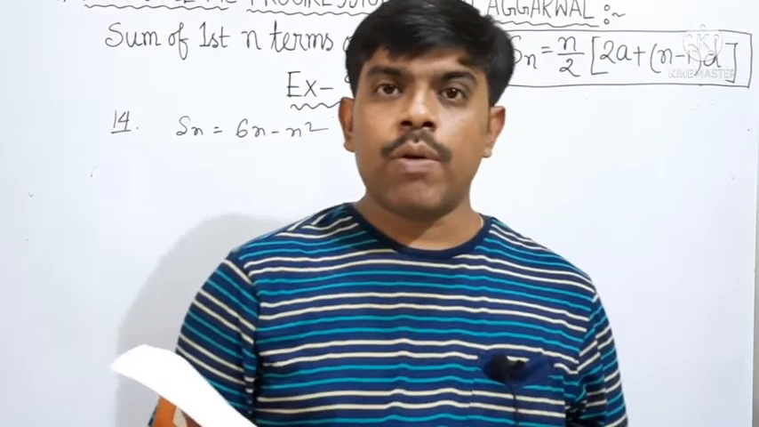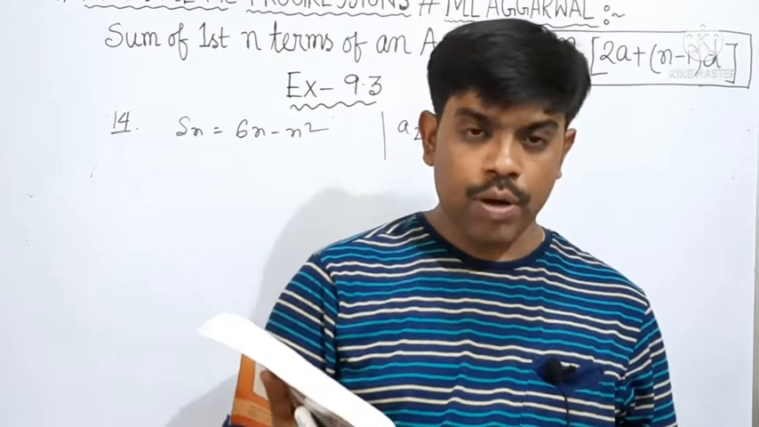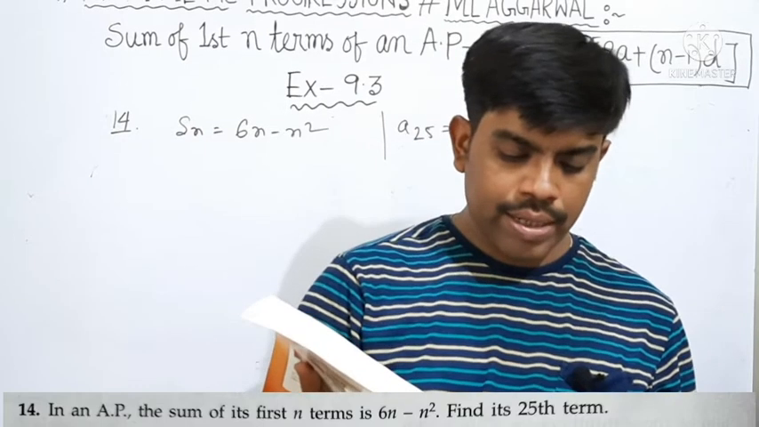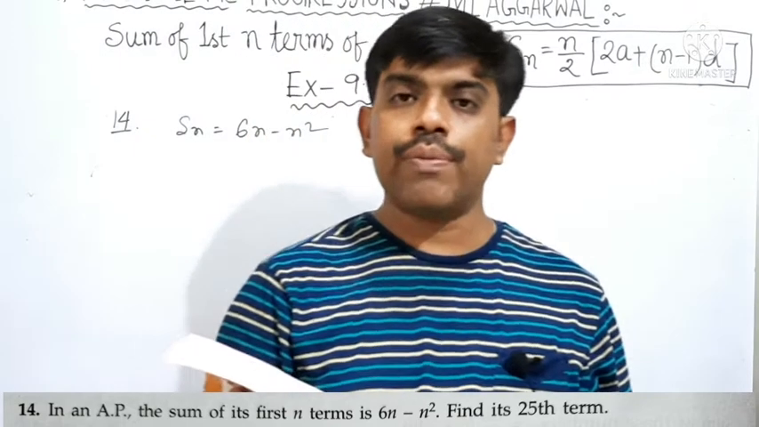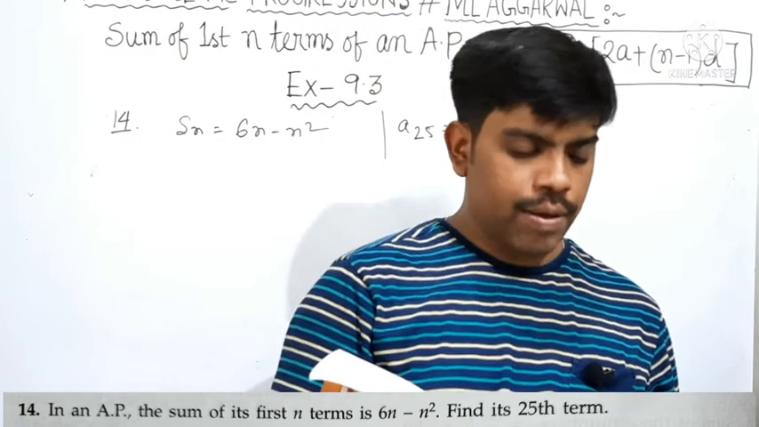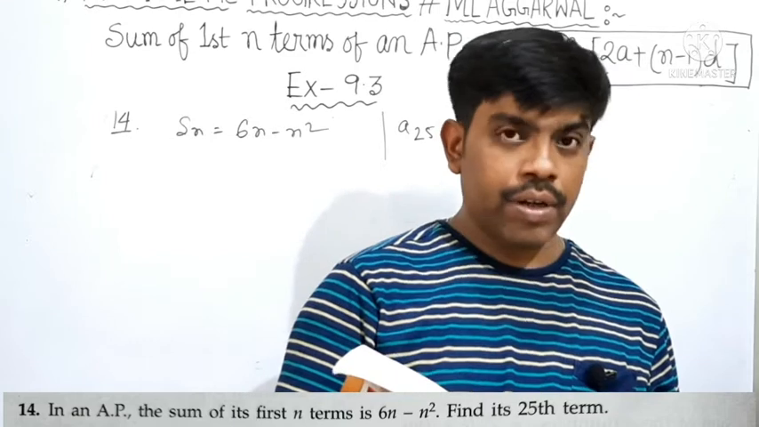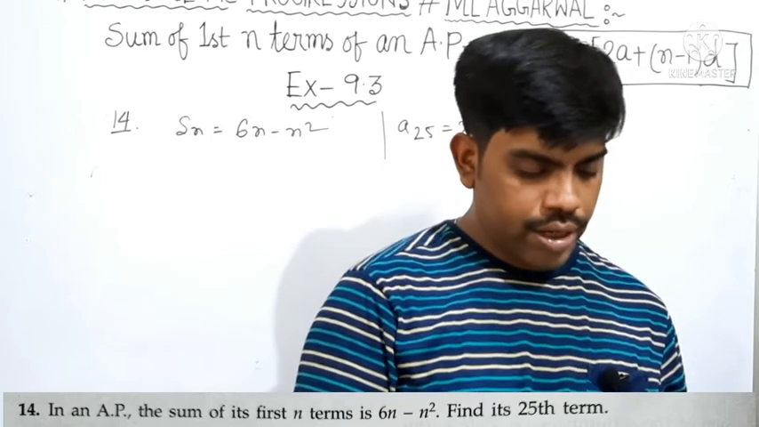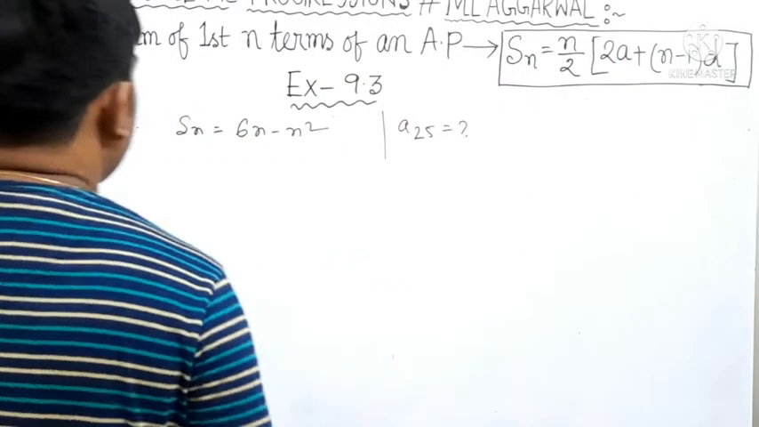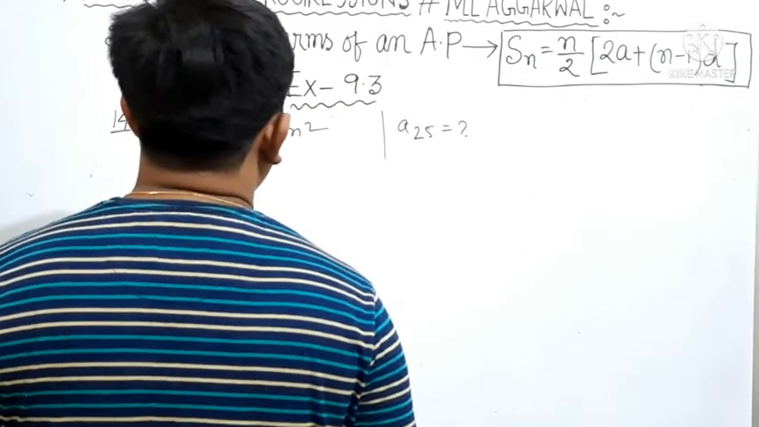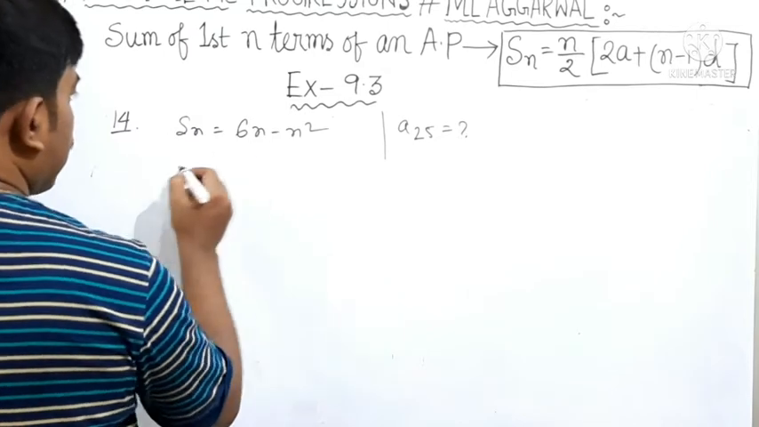Now we will solve problem number 14, and the problem is: in an AP the sum of the first n terms is equal to 6n minus n square. Find its 25th term. I think the problem is somewhat different from the above problems. Okay, here it is given the sum of the first n terms. So here I write it, Sn is equal to 6n minus n square.